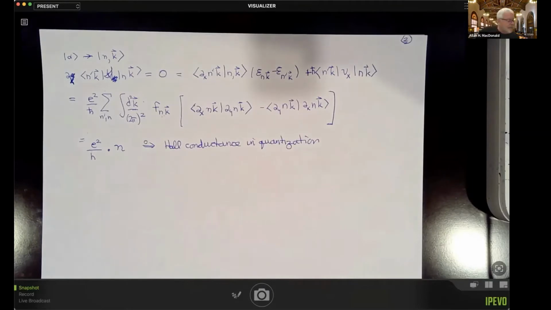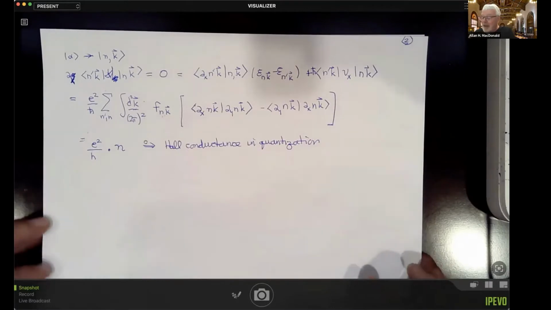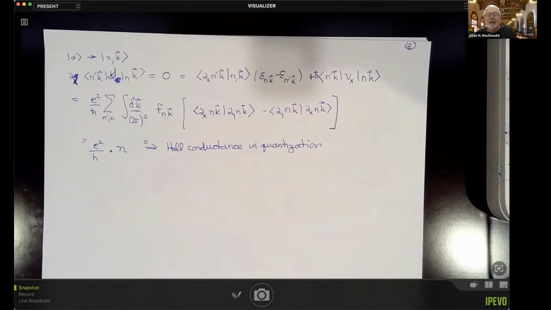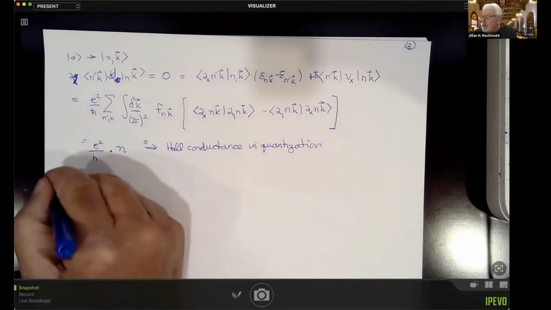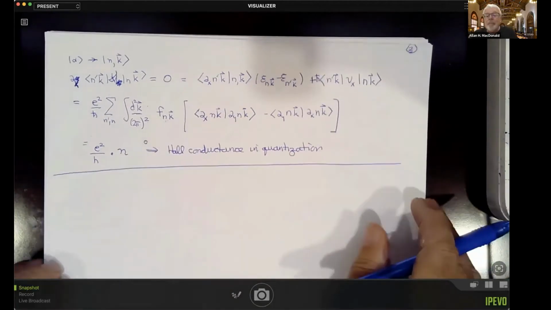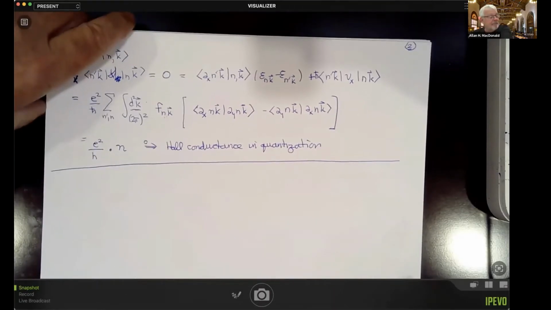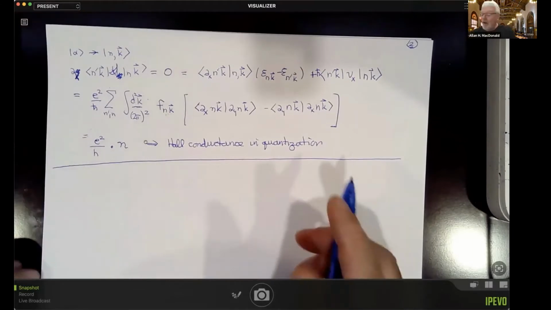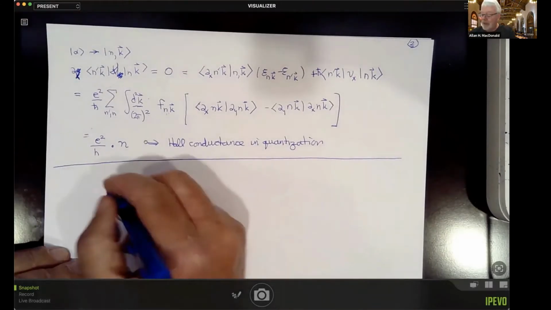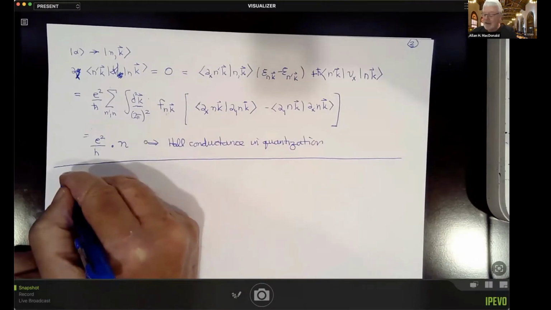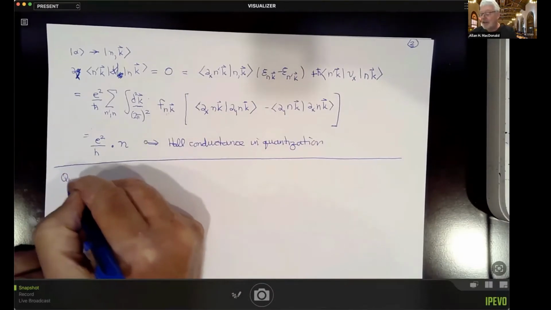And you heard this morning about, let's say the second, I believe, experimental realization of the quantum anomalous Hall effect, which is the quantum anomalous Hall effect in twisted bilayer graphene. So now I'm going to talk about edge currents.